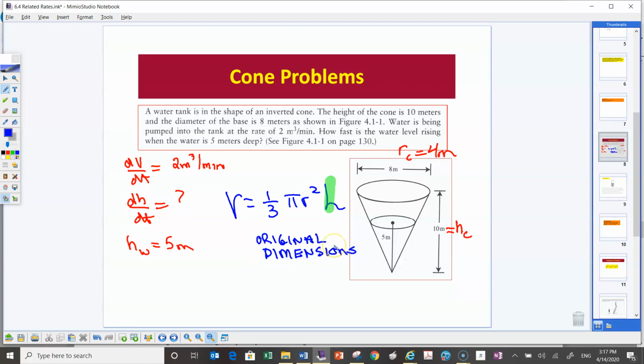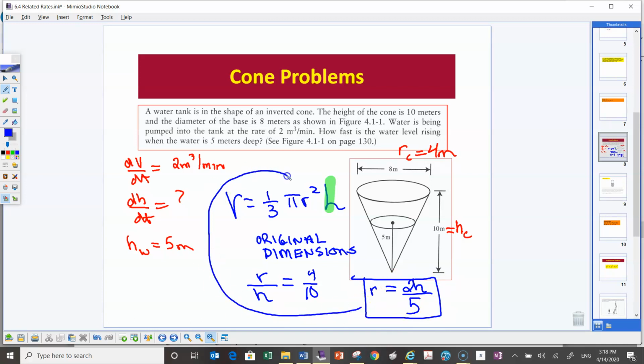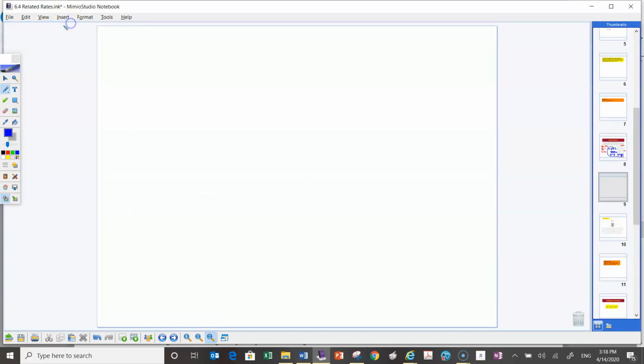And we're going to set up a ratio. And we're going to say the radius of the cone divided by the height of the cone is 4/10. And if I bring the h up to the right-hand side and simplify, for this particular cone, the radius is 2h/5. So now I can use that to plug in r, and then I'll have the volume of this particular cone just in terms of h. So let's do that quickly.